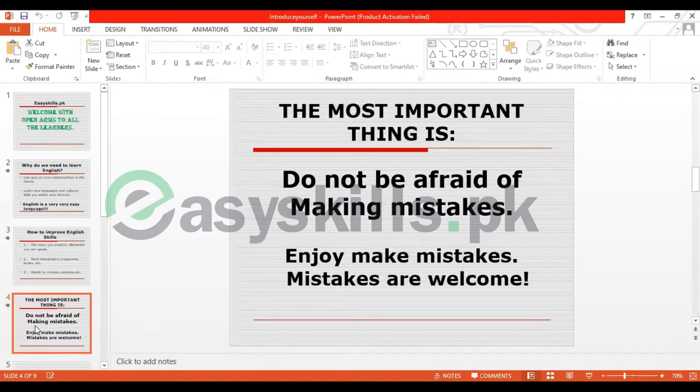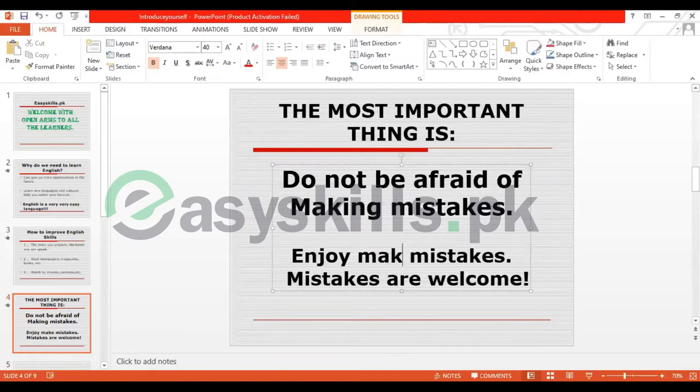Try and learn, because you all are learning. So do not be afraid of making mistakes. Darna nahi hai angrezi bolne se. If you are going to make mistakes, you will learn, otherwise not. So enjoy making mistakes. I can write here, enjoy making mistakes. See, I also made a mistake and I corrected. Enjoy making mistakes. When you enjoy, mistakes are improved.